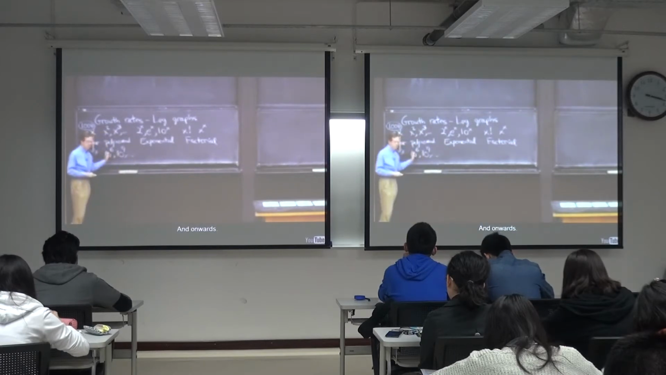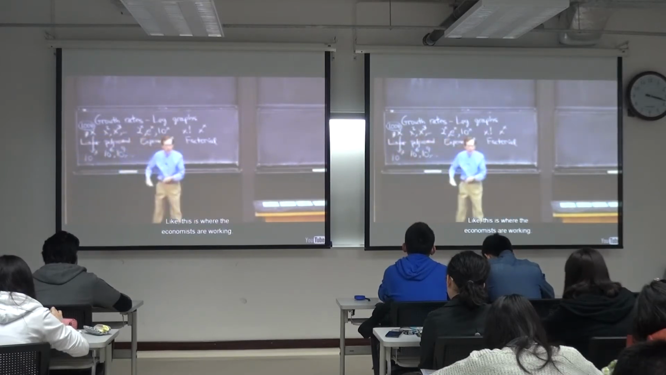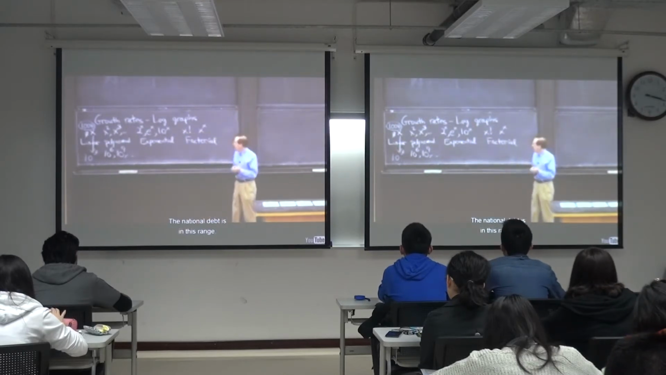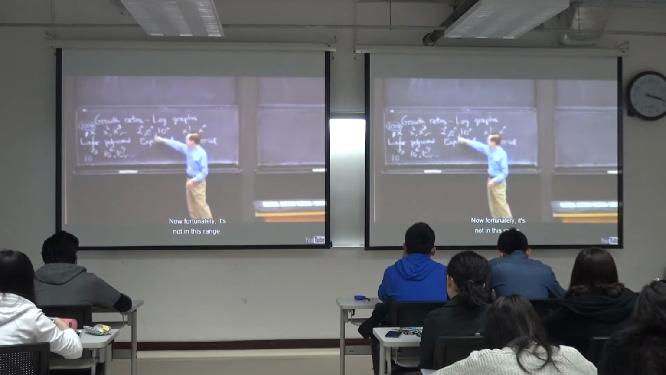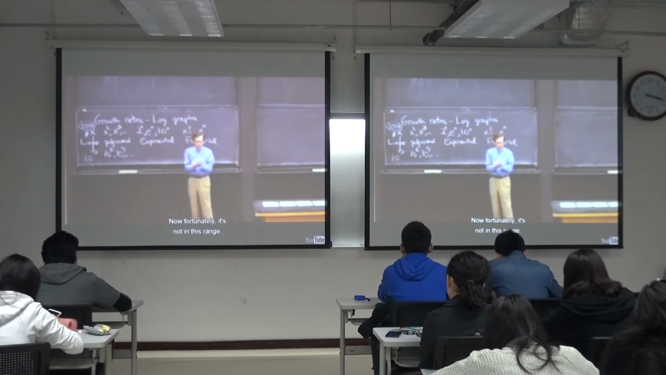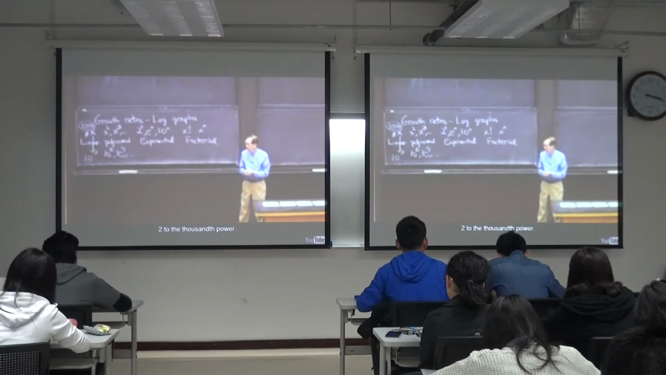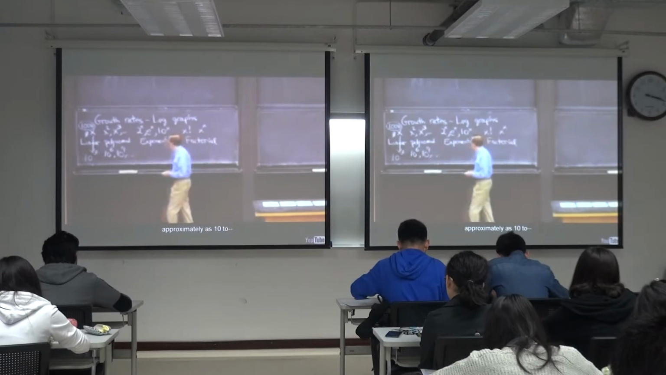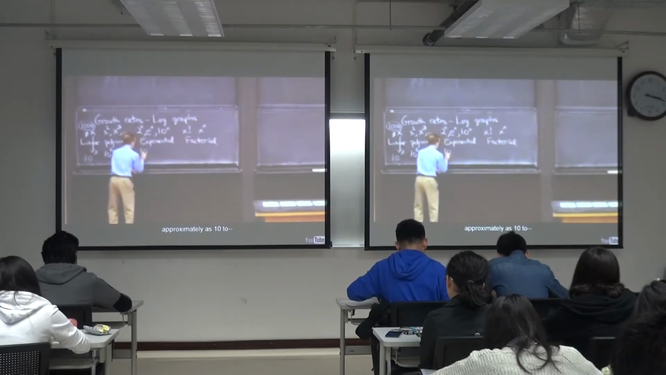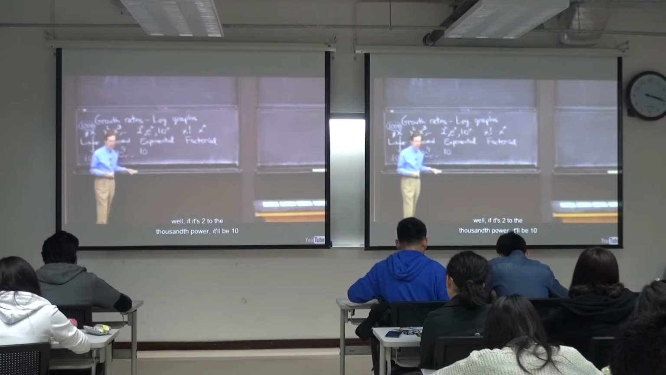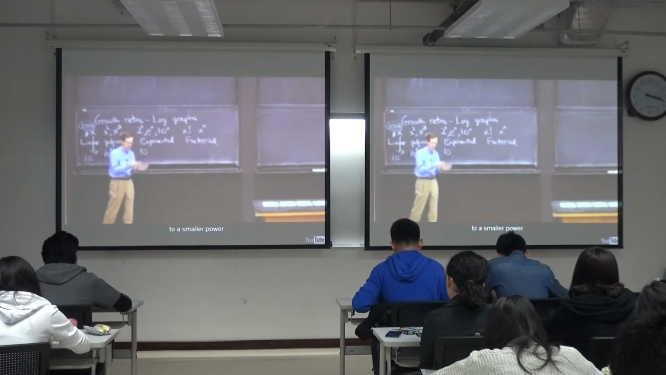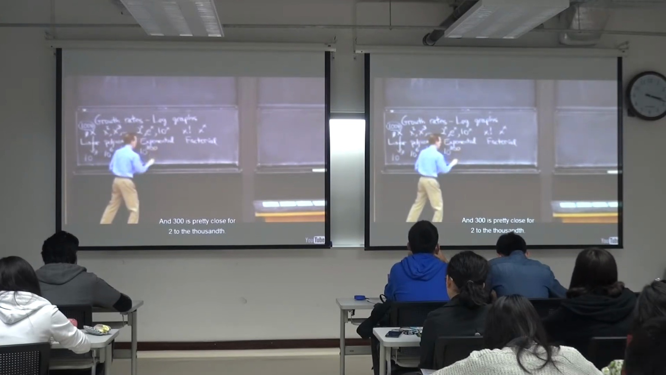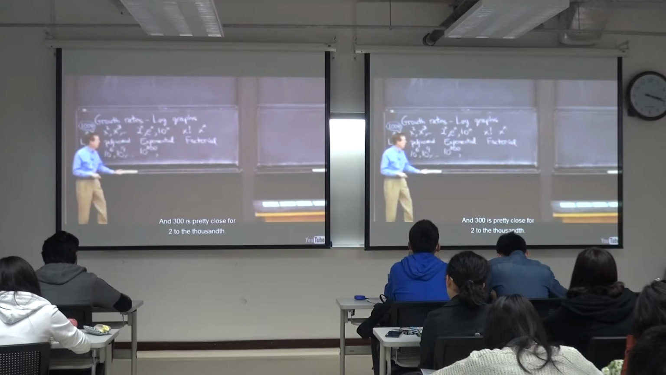And onwards. This is where the economists are working. The national debt is in this range. Now, fortunately, it's not in this range: 2 to the 1,000th power. If I want to compare it, I'll write that approximately as 10 to a smaller power, and 300 is pretty close for 2 to the 1,000th.